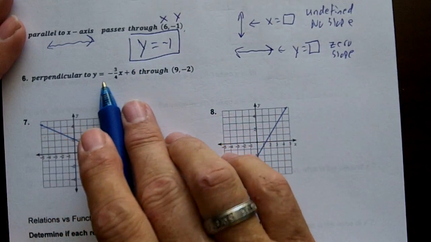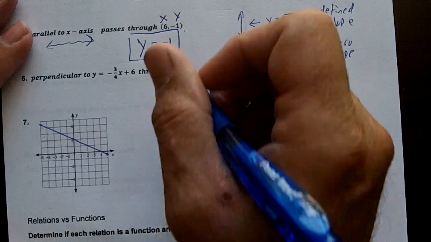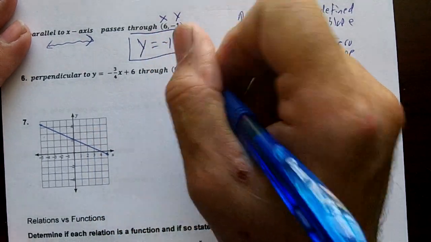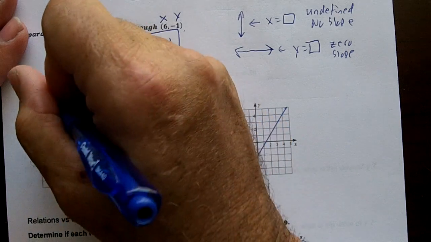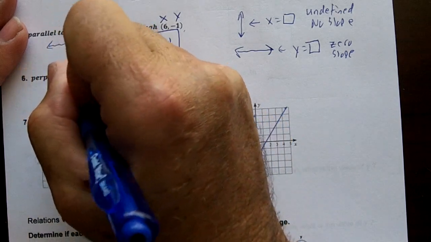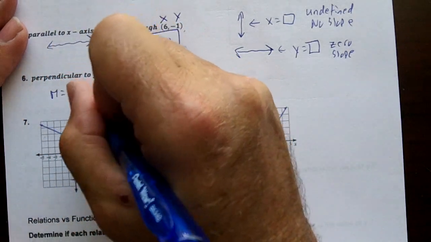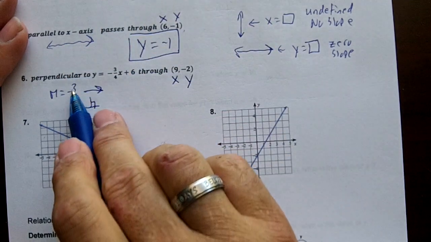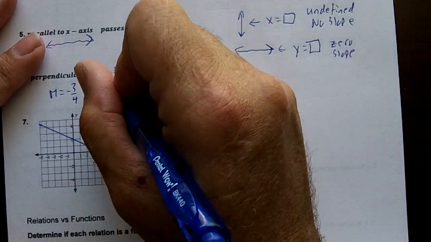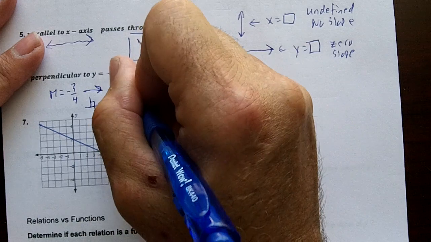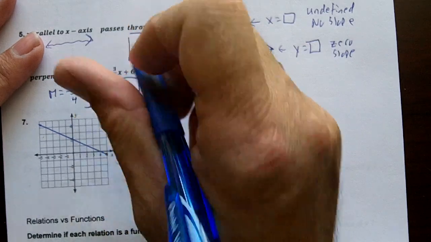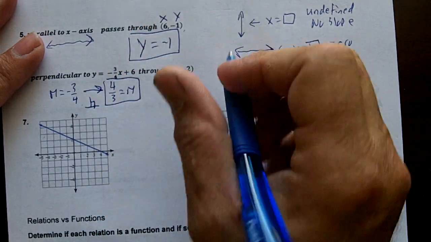Let's do this one. It's perpendicular to this line and it goes through this point. So this is my x, this is my y, this is my slope, but I want the perpendicular slope. This is a symbol for perpendicular. Remember, you flip and change the sign. So my new slope is going to be 4/3.